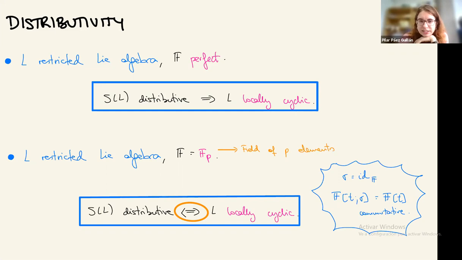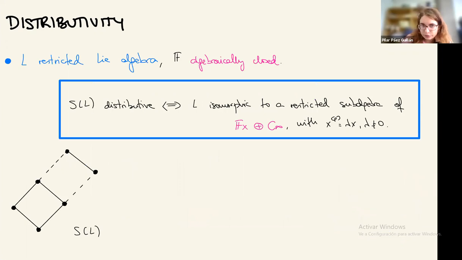Okay, so what else? I've considered F perfect. I've considered the most restricted case, F_p. What about algebraically closed fields? Well, in this case, we have a nice result also, which says that the lattice of restricted subalgebras is distributive if and only if L is isomorphic to a restricted subalgebra of this pink algebra here.